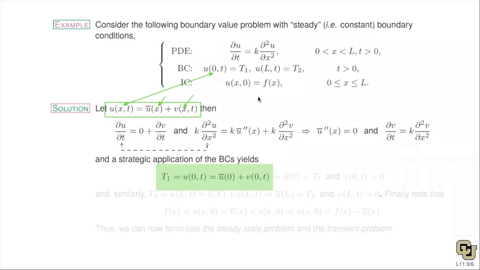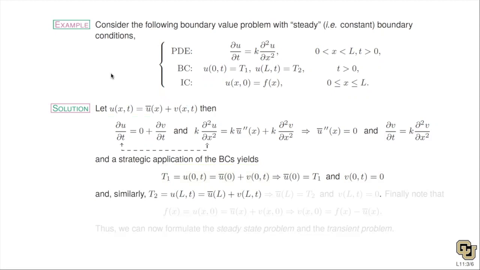So here, be careful, not solve for V. What we want is for V to have trivial boundary conditions so that it'll have a vector space structure. So put the non-homogeneous boundary condition on the steady state. Let U bar of 0 equal T1 and put the non-homogeneous part on V sub 0. So let V sub 0 just equal 0. So this becomes the boundary condition for the transient PDE.